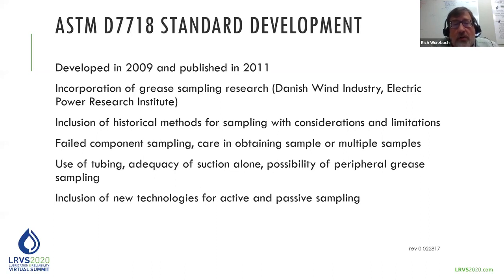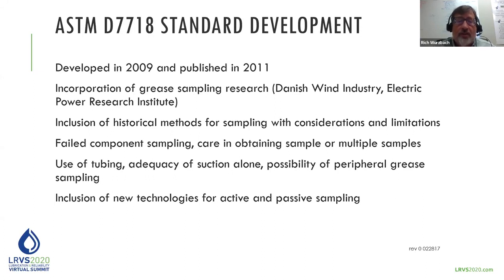So we've got some inclusion in this standard of some historical methods for sampling, like trying to use a syringe, or maybe using a tongue depressor or a popsicle stick or something like that to dig grease out. And certainly you can get a grease sample, but this method gives some cautions about that and some care that needs to be used in obtaining that sample or maybe multiple samples. So the use of tubing and the adequacy of suction alone, along with the possibility of actually ending up with some peripheral grease, some grease that's not really doing the work of lubrication, is one of the big risks.